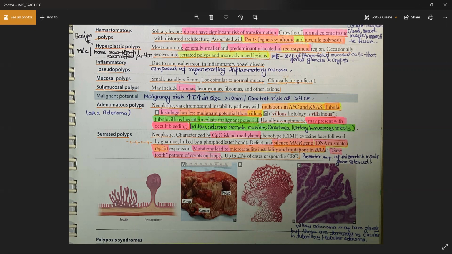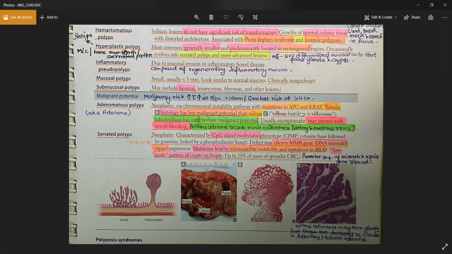No, thank you. Now come the malignant polyps, all the polyps which have malignant potential and can cause colorectal carcinoma, right? The first one is the adenomatous polyp. The adenomatous polyp forms whenever a mutation in the APC occurs.